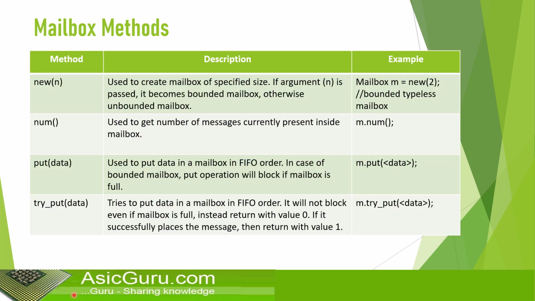These are some of the methods provided by SystemVerilog mailboxes. First we have new. This method is used to create a mailbox. If we pass an argument n, it creates a bounded mailbox of size n. And if we do not pass any argument, then it becomes an unbounded mailbox. For example, here in this case, we are creating a typeless bounded mailbox of size 2.